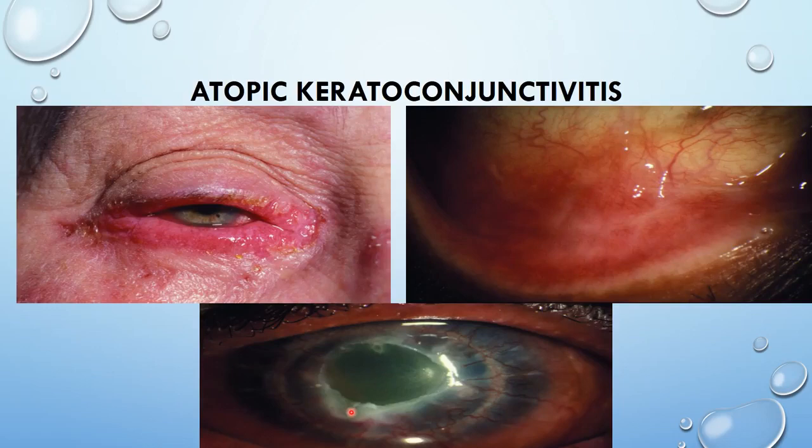Keratopathy, peripheral vascularization, and stromal scarring are more common than in vernal keratoconjunctivitis, as shown in this image. Cataract and retinal detachment can occur more commonly in atopic keratoconjunctivitis.